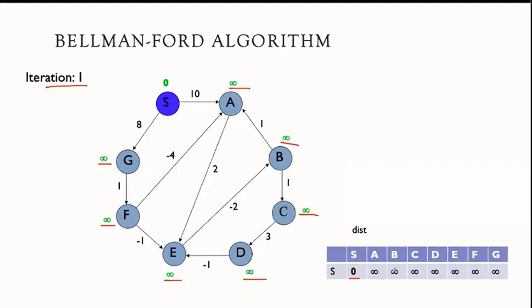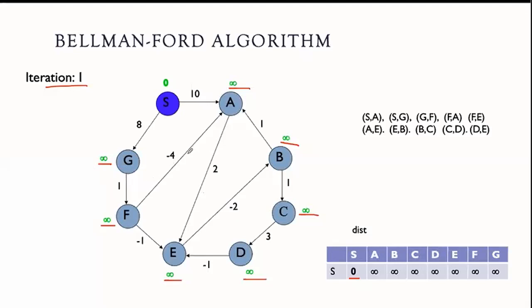Next, we will start the iteration. Here eight vertices are there, so it will undergo seven iterations. In each iteration, it will try to update the distance of each and every vertex. So seven iterations it will undergo. We are in the first iteration, and what it must do is consider all the edges in the graph.